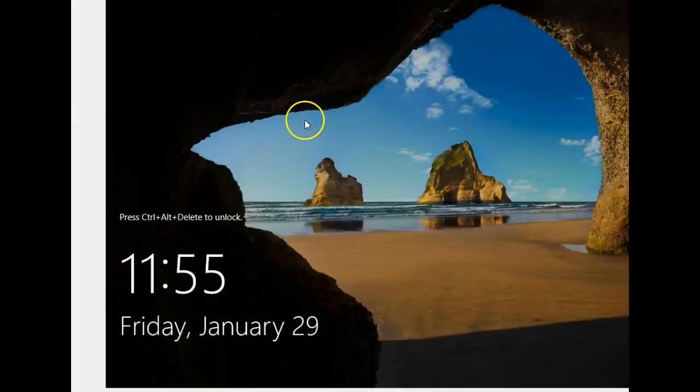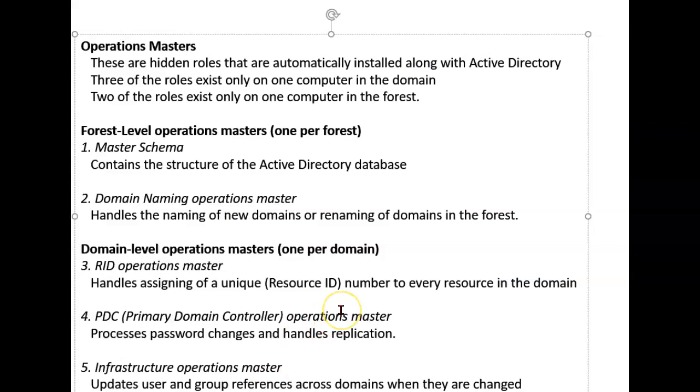Let me see. Do I have this running? No, I don't even have this running right now, so I'm not going to even try to show you at this point. There is a way to look at the domain controllers and to tell which operations masters they contain.